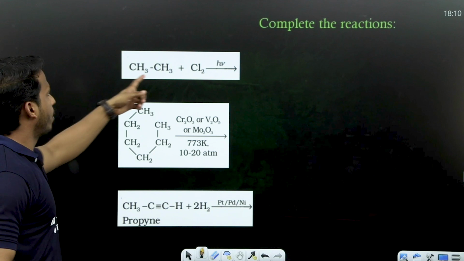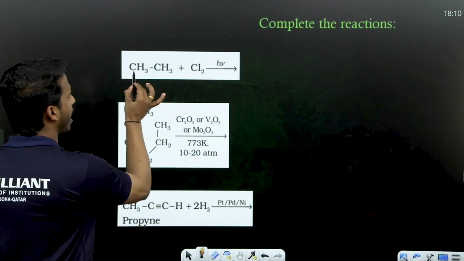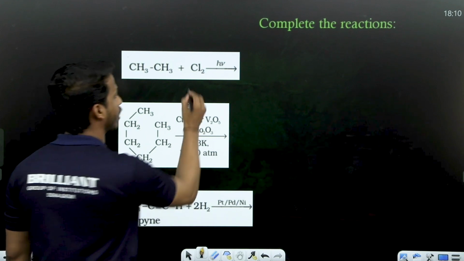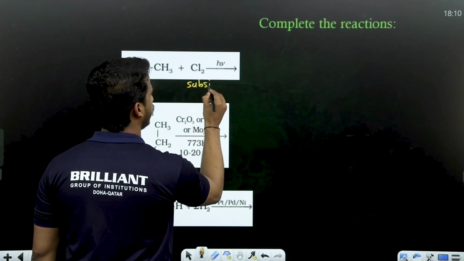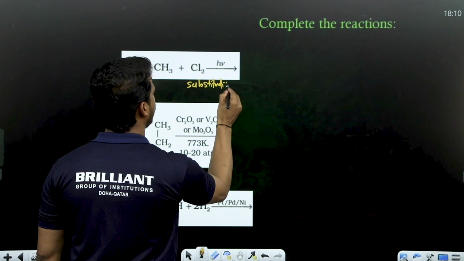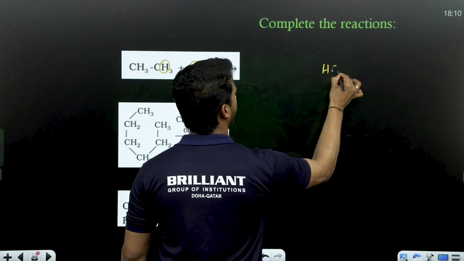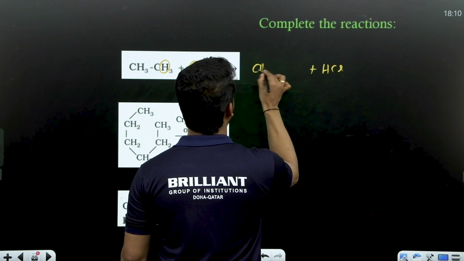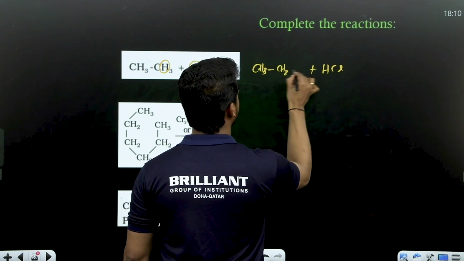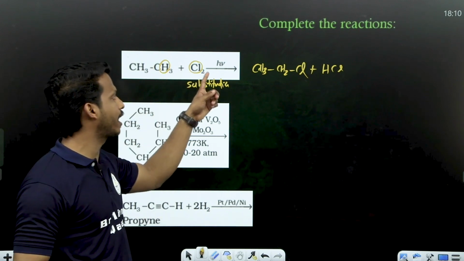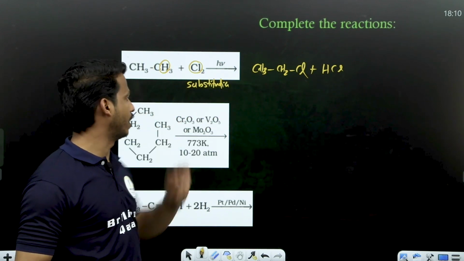Dear all, what is the first reaction? An alkane reacts with chlorine in presence of hv. hv means light. What is this reaction? Substitution. What do you have to do in substitution? Remove one H, remove one Cl, HCl, take it out. What is left? CH3CH2Cl. You will get haloalkane. Right? Alkane on halogenation, or substitution, you will get haloalkane.